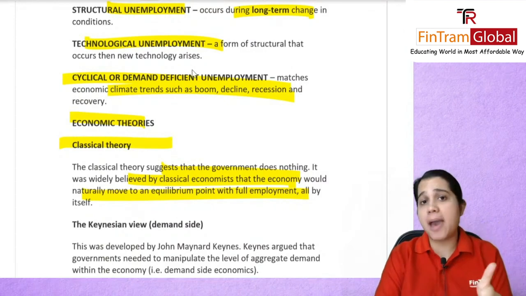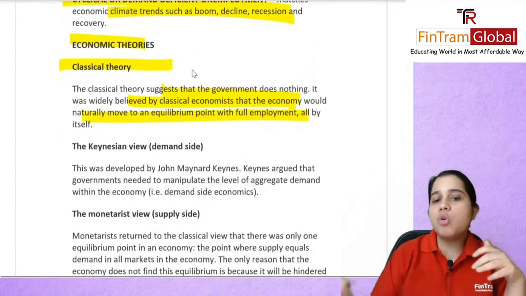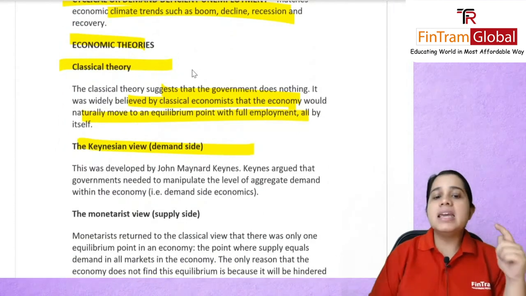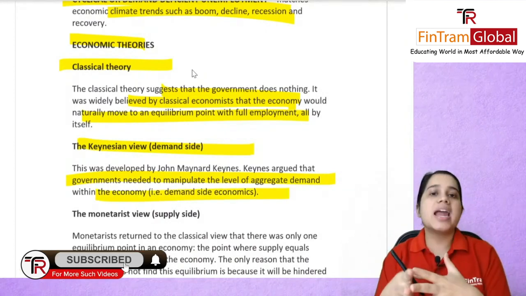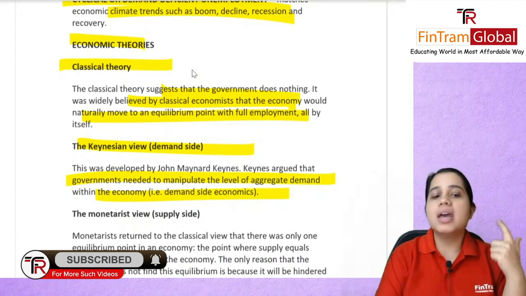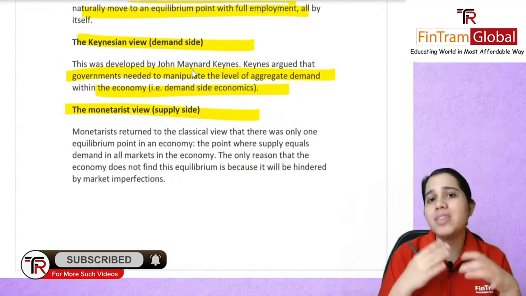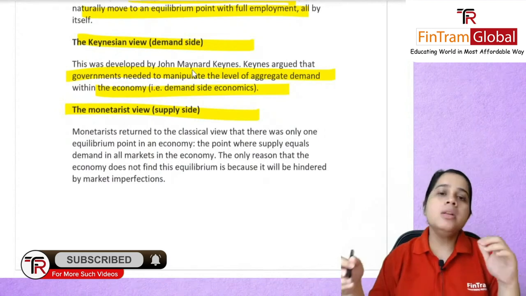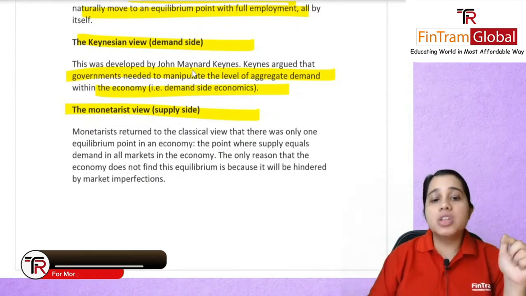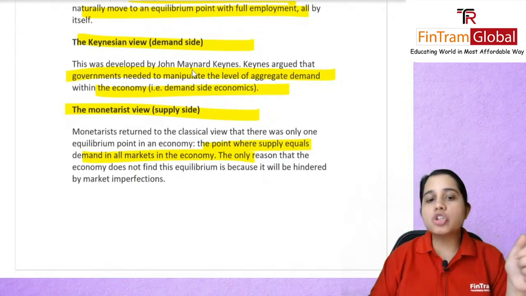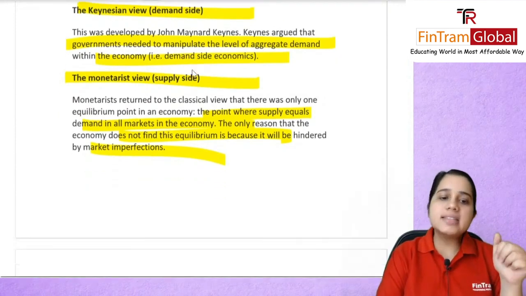But of course, the Great Depression happened, and then this theory did prove itself to be sort of useless. And then you had your Keynesian view, or the demand side, which was given by Keynes. He argued that government will need to manipulate the level of aggregate demand, that is the demand side of economics, in order to reach that equilibrium point. Then we had our monetarist view, which was your supply side. Here, monetarists again returned to the view that equilibrium will happen, but there are some imperfections. That imperfection is something that government will have to see. They said that the point where supply equals demand in all markets in the economy does not happen only because of the imperfections that are there in your economy.